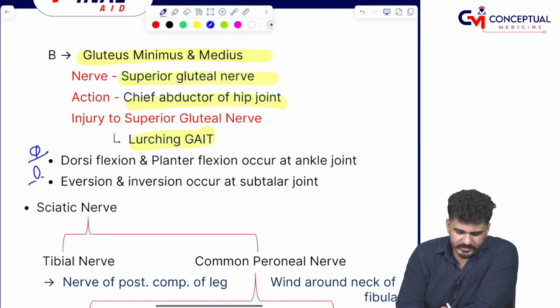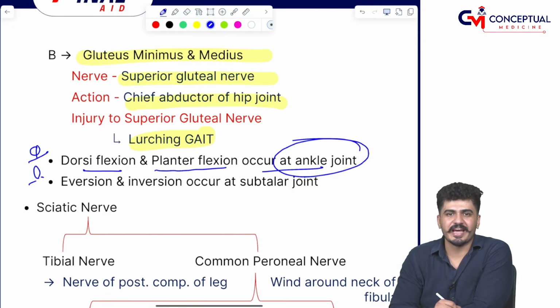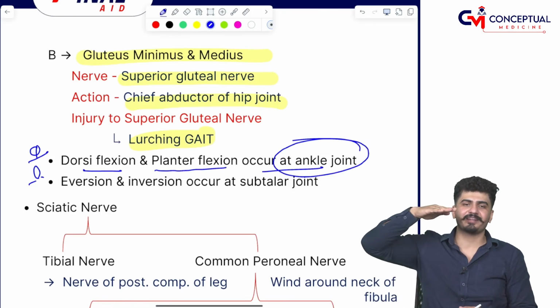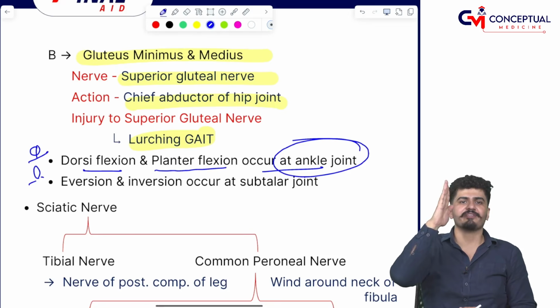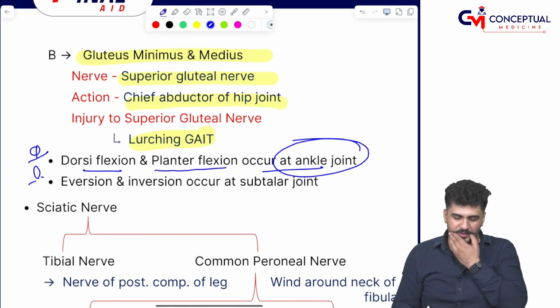Remember, dorsiflexion and plantar flexion occur at which joint? It occurs at the ankle joint. What is dorsiflexion? What is plantar flexion? This I am doing, this is plantar. This is dorsi, this is plantar. This is dorsiflexion. We have to remember.